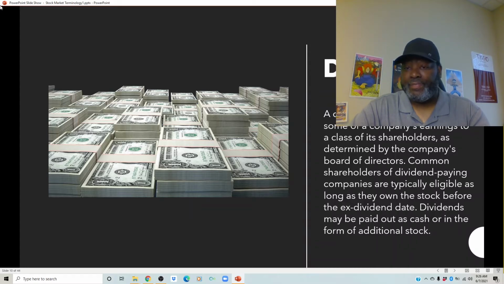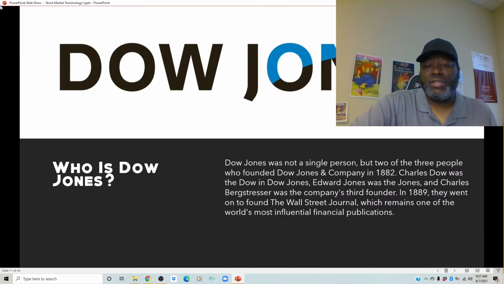Dow Jones. Dow Jones was not a single person, but two of the three people who founded Dow Jones and Company in 1882. Charles Dow was the Dow in Dow Jones. Edward Jones was the Jones. And Charles Bergstresser was the company's third founder. In 1889, they went on to found the Wall Street Journal, which remains one of the world's most influential financial publications.